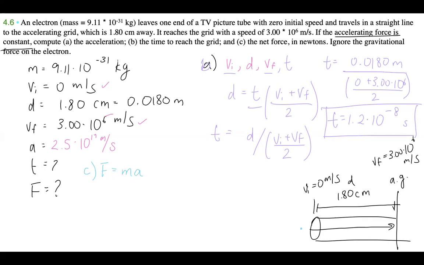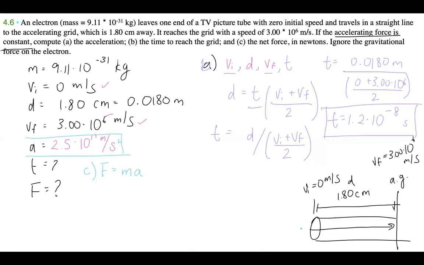So this is meters per second squared. This is what I mean by I make silly typos. But our acceleration is definitely going to be meters per second squared. Our time is in seconds. And then for C, force is equal to mass times acceleration.